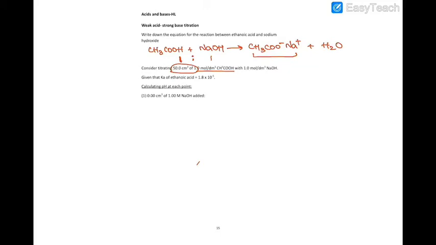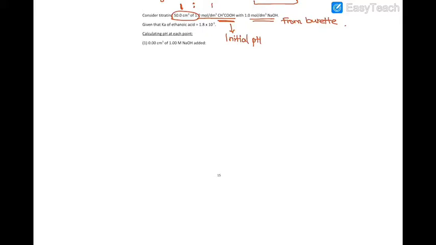Now the concentration of the ethanoic acid is given, and you have 50 cm³ of this, which means that this is found in the flask and that the NaOH is added from the burette, which means that when you're finding the pH, the initial pH will be the pH of the ethanoic acid. So you're more likely to end up with a graph that starts at a low pH.